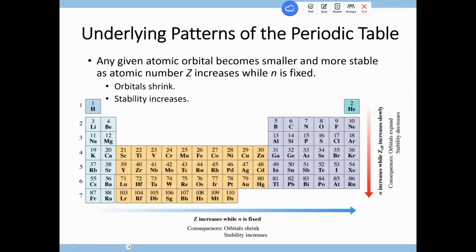As you're going down a column, you're adding electrons to larger and larger orbitals, so the atom is getting larger and larger. So our largest atoms are in the bottom left corner of the periodic table. Our smallest atoms are in the top right corner. So here are larger atoms and smaller atoms up here.